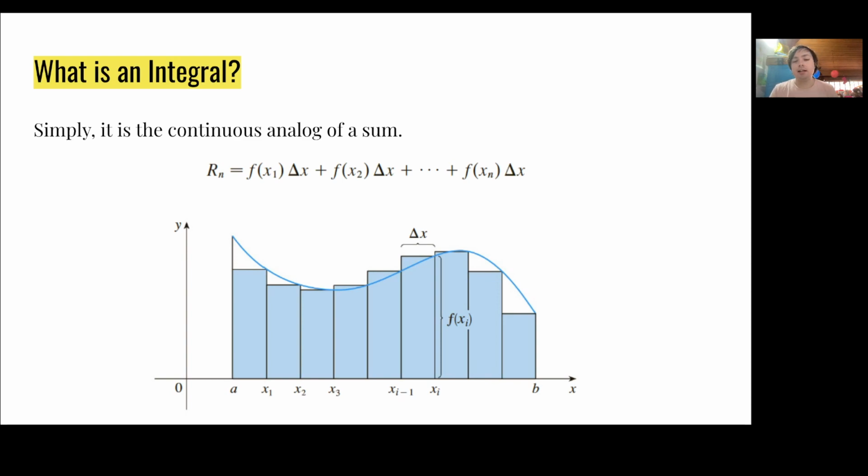So simply put, it is the continuous analog of a sum. So what do I mean by that? So say you have a function, f of x, given by this blue curve, and you wanted to know the area under the curve. So what you could do is you could create little boxes. Since boxes are very easy to figure out what the area is, because it would just be your change in x times the height of the function. So the function evaluated at your chosen value for x.